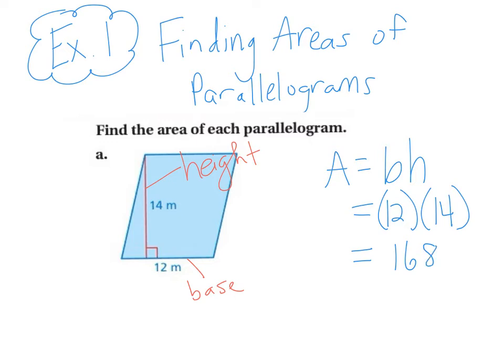And then you need to give a final answer, which does include a label. And since it's meters times meters, it would be the same thing as meters squared. And remember, all area is going to be square units anyway, just like it was with rectangles. It will be for any polygons. Area will always be units squared.